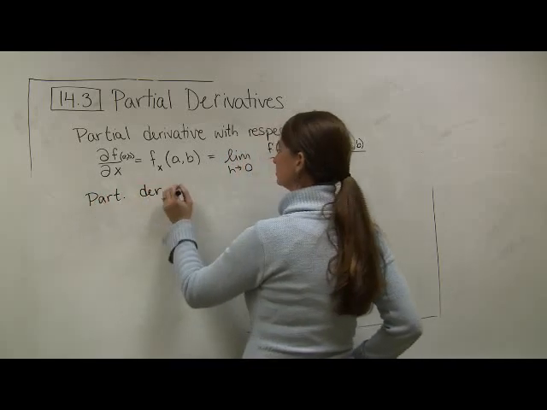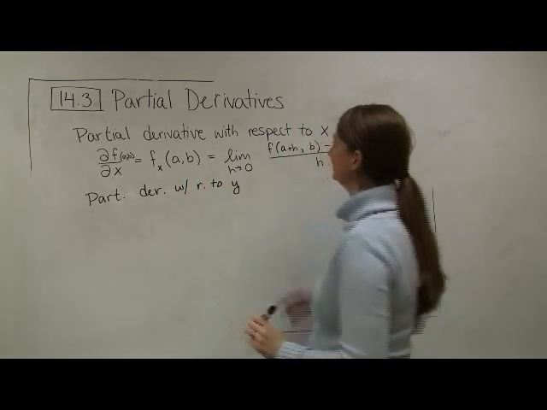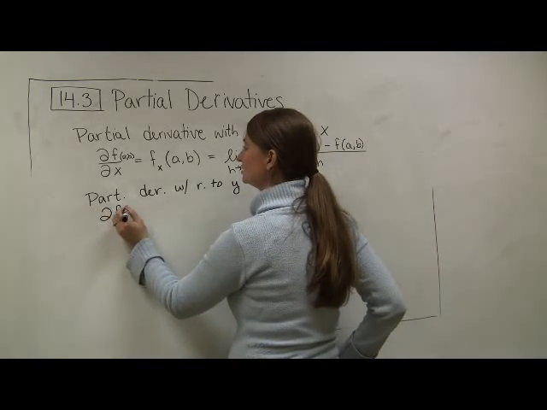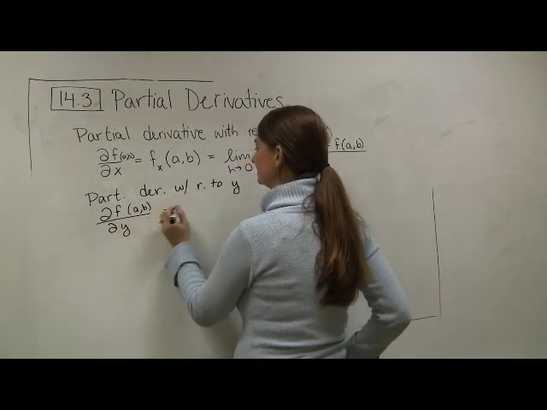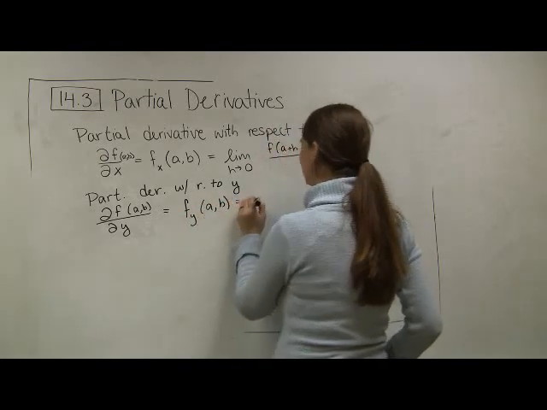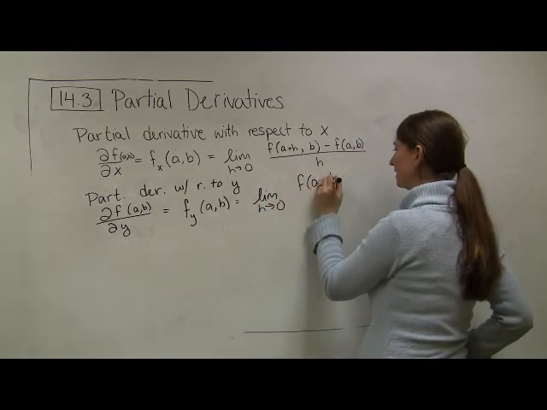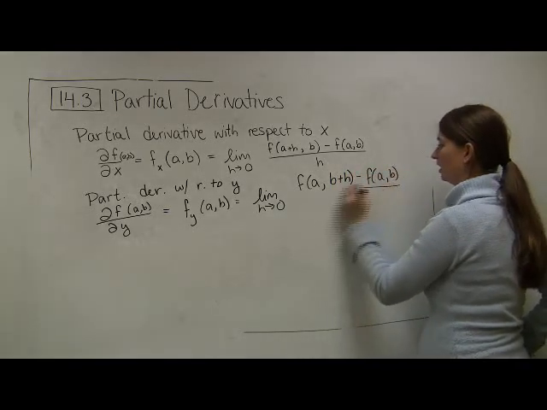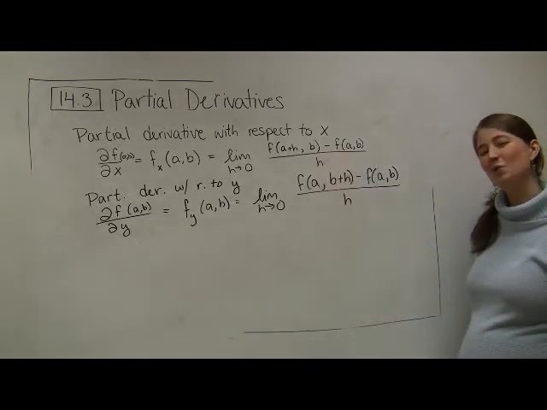I'm not going to write out all those words. Partial derivative with respect to y. Our notation is very similar. I'm taking my partial derivative of my function at a, b with respect to y. That's equal to f sub y evaluated at the point a, b. And again, it's the limit as h approaches 0 of f of a comma b plus h minus f of a, b all divided by h. So these are our technical definitions. What does it mean graphically?